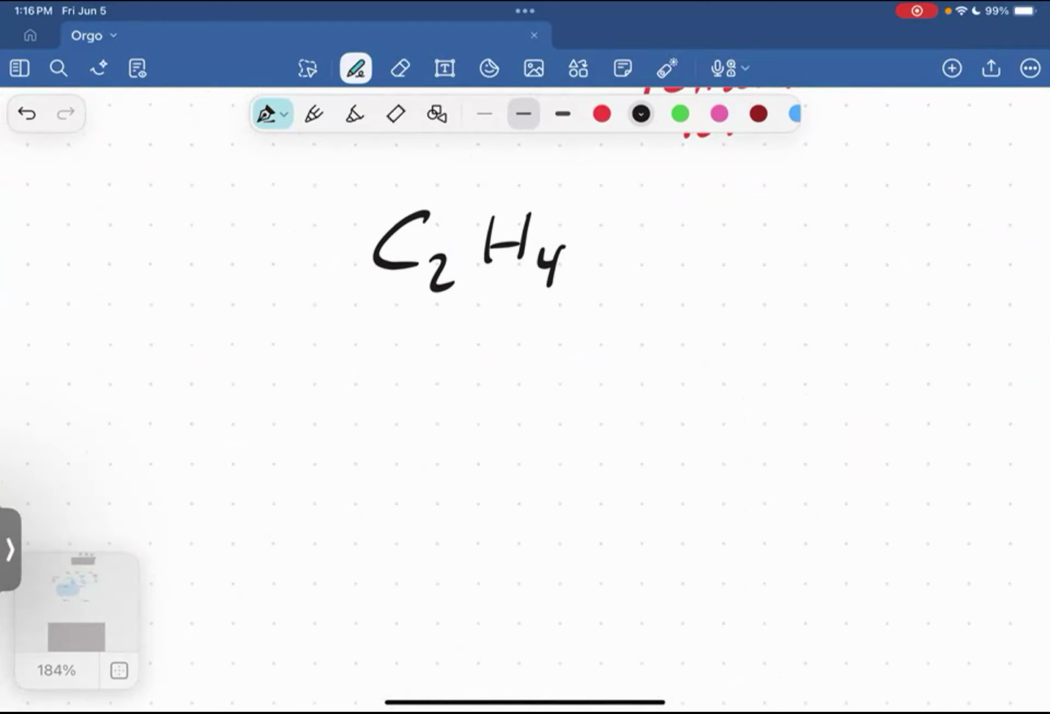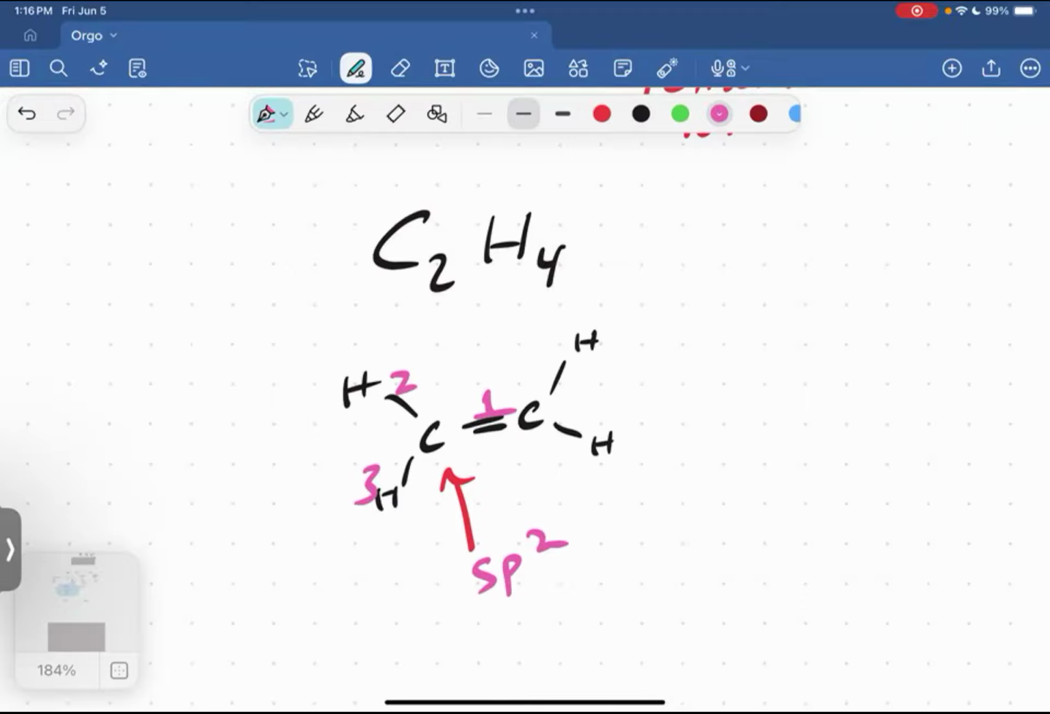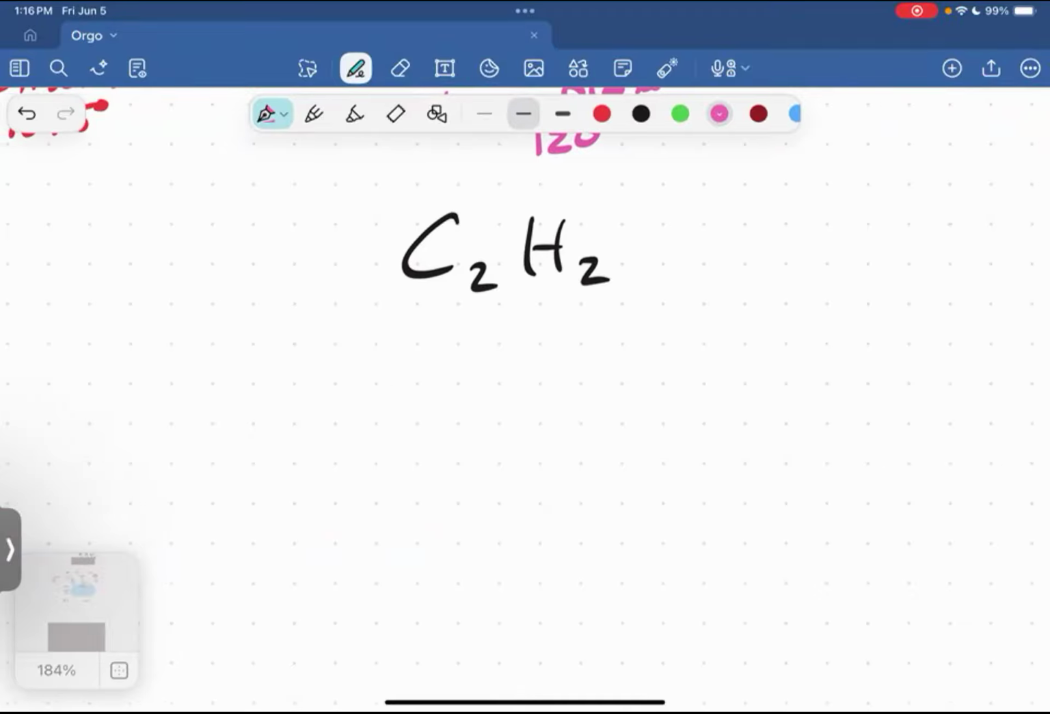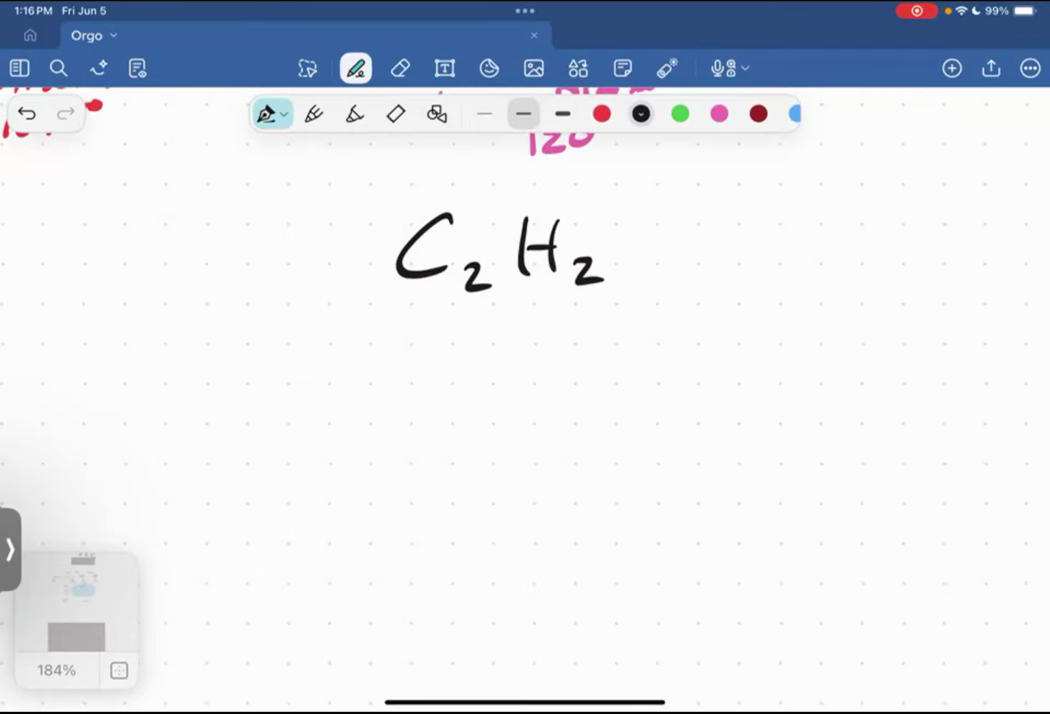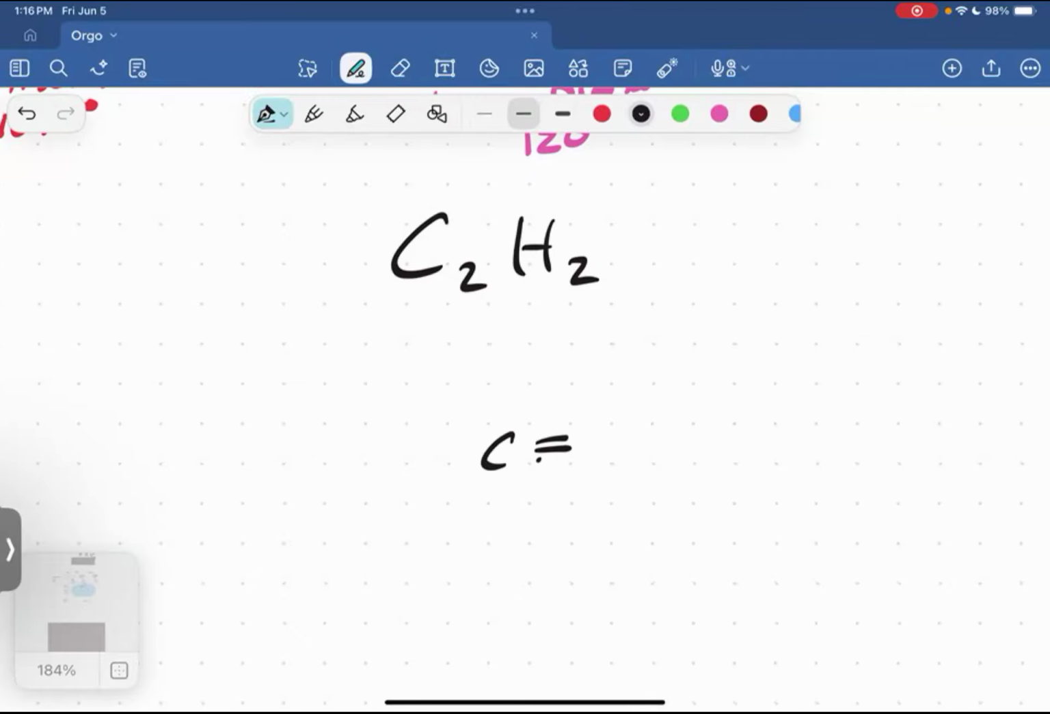This one's a little odd. All right. Hybridization of that carbon. How many groups are coming off of it? 1, 2, 3. sp2. All right. So a lot of this is pattern recognition and repetition.